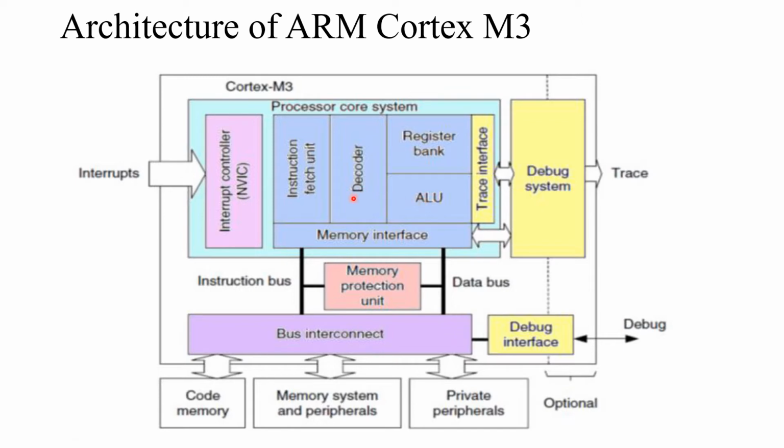Then comes the decoder. The decoder is one more common thing which will be there in any controller and processor. Its job is to decode the instruction given by the user to the controller or processor into a machine understandable language, and vice versa also. Then the instruction fetch unit: whatever instructions we provide to the controller or processor will be read by this instruction fetch unit. Later it will be decoded by the decoder and given to the ALU through the registers. Then we have the debug system, which we will discuss in detail in coming classes. Now let us explore the register bank first.